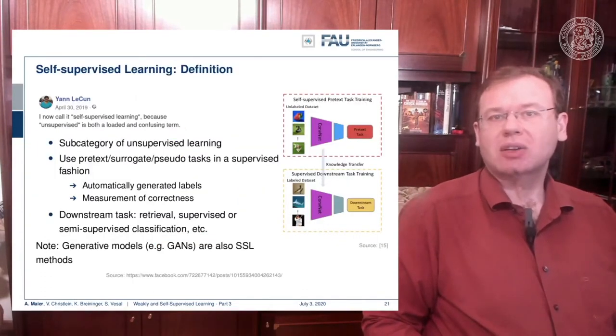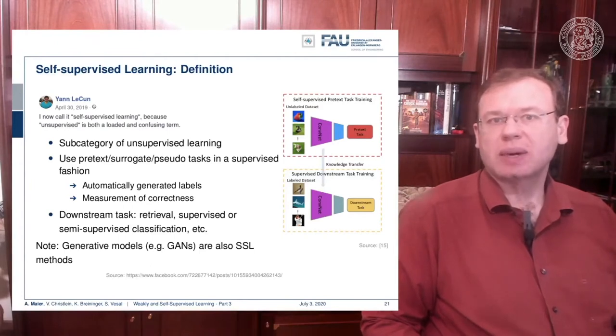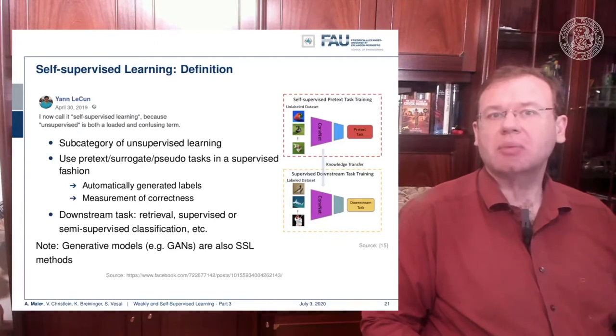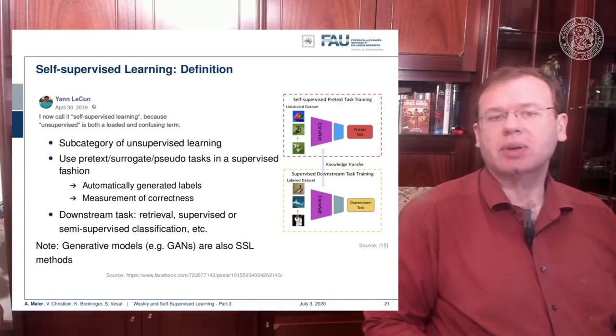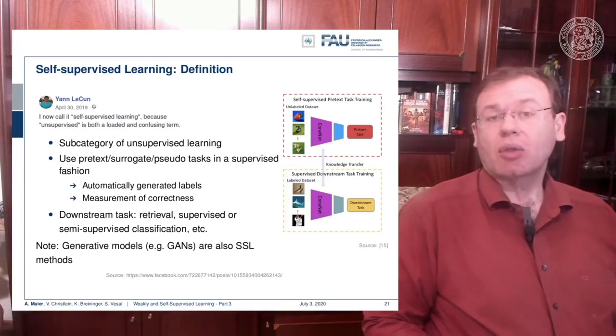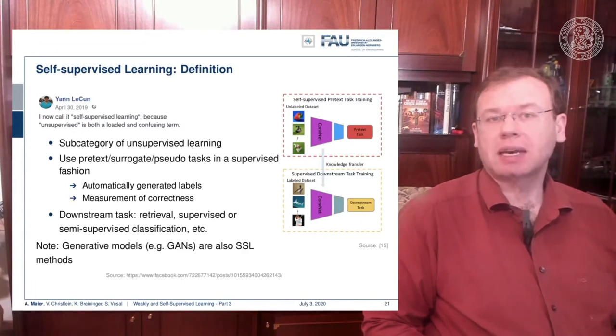So essentially, self-supervised learning is an unsupervised learning approach. But every now and then, you need to make clear that you're doing something new in a domain that has been researched for many decades. So you may not refer to the term unsupervised anymore. And Jan LeCun actually proposed the term self-supervised learning. He realized that unsupervised is a loaded and confusing term. So although the ideas had already been around before the term self-supervised learning was established, it makes sense to use this term to concentrate on a particular kind of unsupervised learning.